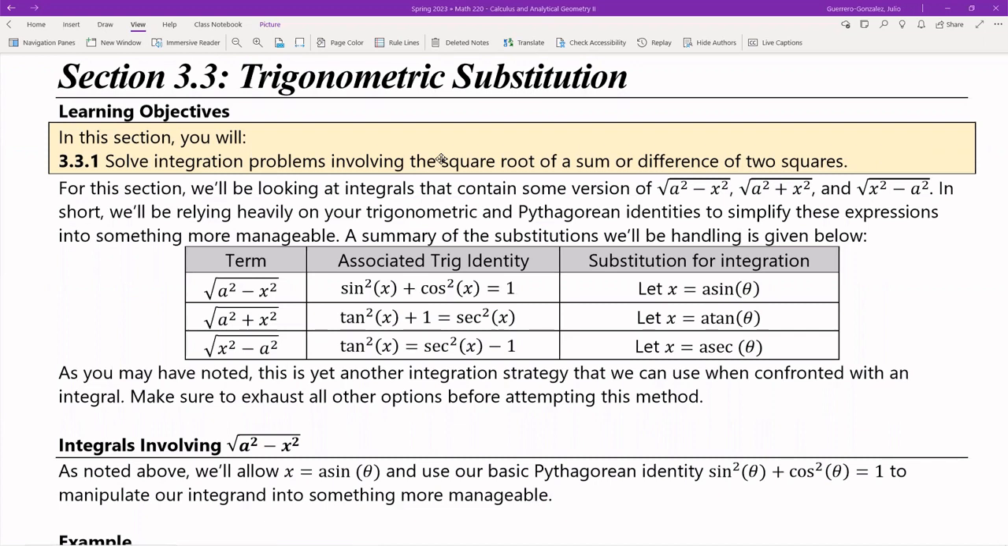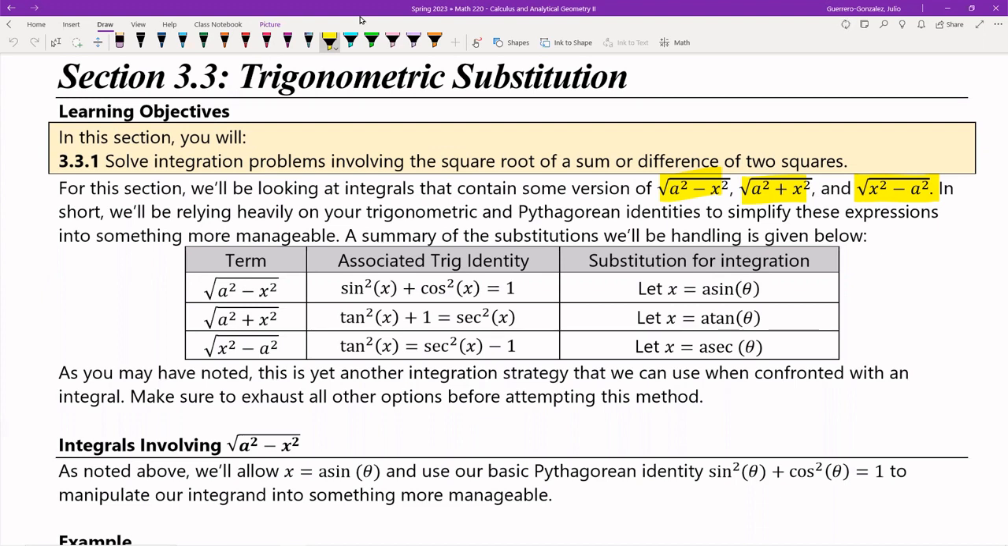Hello, everyone. This is the lecture for section 3.3, trigonometric substitution. So in this section, we're going to be handling specific types of integrals, specifically integrals that have these sort of terms in them. This one, or this one.